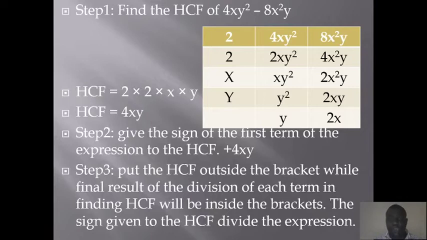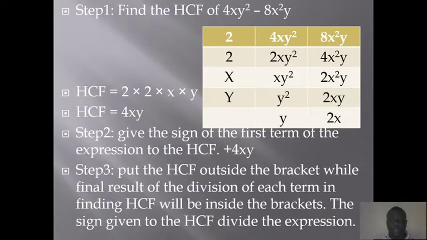You know that there is no number that can divide through again. So the next thing is x. When x divides, we have y squared, and we have 2xy. x cannot divide through again because there is no x attached to y squared. So the next thing we use is y. When y divides y squared, we have y, and when y divides 2xy, we have 2x. Now you find that in the last two terms there is no common factor. There is nothing that can divide them.